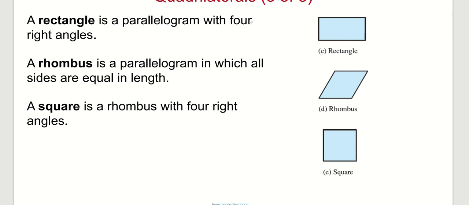If our parallelogram has all 4 angles that are right angles, meaning 90 degrees, then that creates a rectangle. If our parallelogram has the sides so that they all have exactly the same length, then that makes a rhombus. And if we have a rhombus where all of the angles are right angles, which is a special type of rectangle, then that gives us a square. So a square has all equal sides and all equal angles.